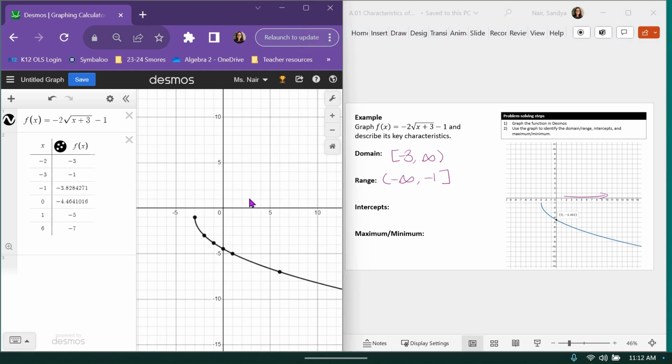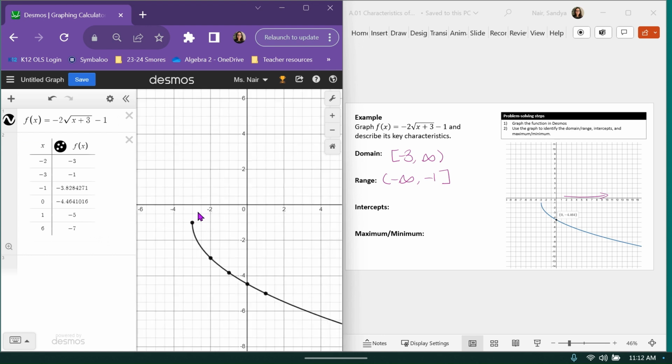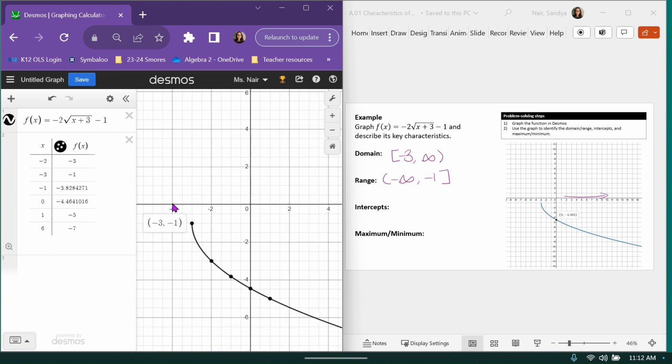Now let's think about the intercepts. Well, since the highest y value is at -1, this graph is actually never going to cross the x-axis. Because remember, to cross the x-axis, you have to have a y-coordinate of 0. Well, if the highest y value is -1, it's never going to have a y-coordinate of 0. So there's actually no x-intercepts.